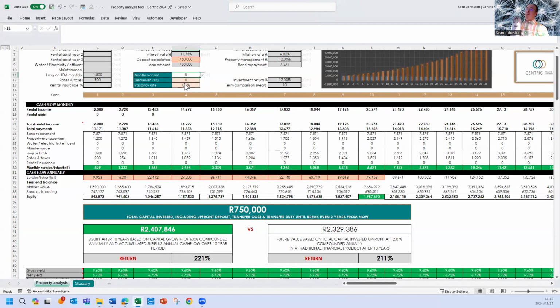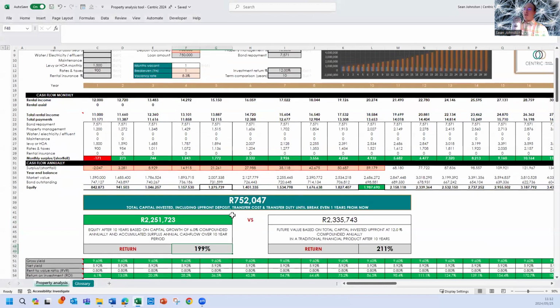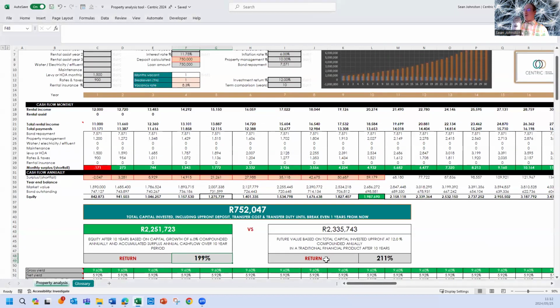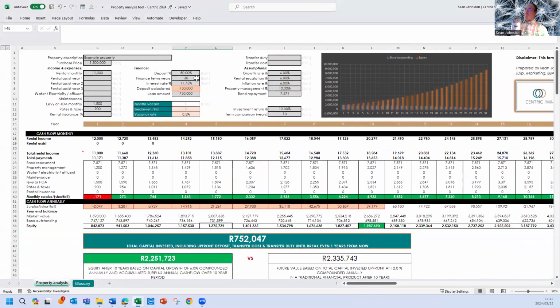But if I was to put in 1 month's vacancy again, we can see that even with 11 months, 199% versus 211. So this is where it's favorable, but you are looking at quite a big opportunity cost of 50%. Put it back a note, let's change it to 10 to 20 years.